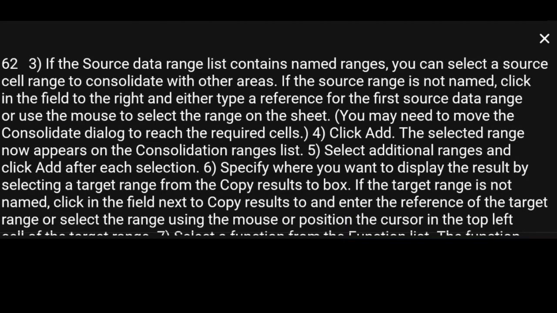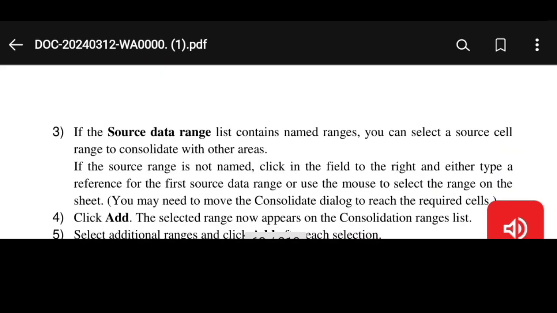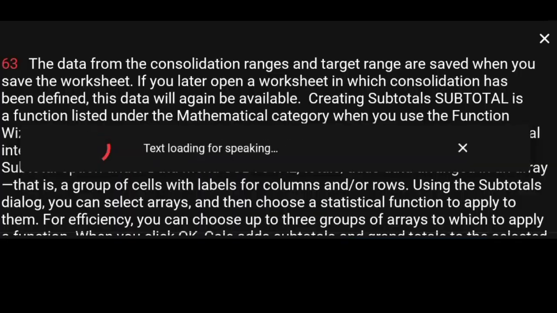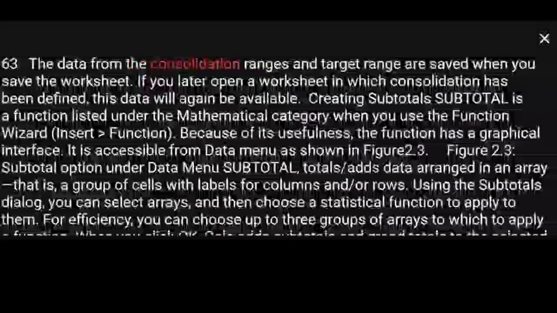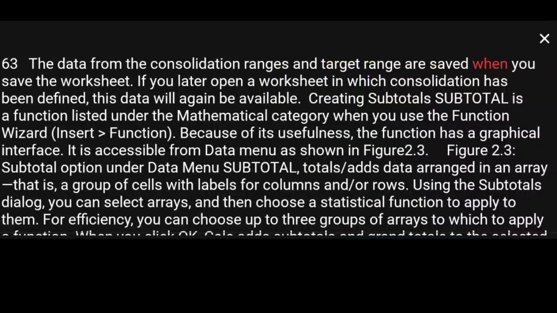10. If you are continually working with the same range, then you probably want to use Data > Define Range to give it a name. The Define Range option is available under the Data menu. The data from the consolidation ranges and target range are saved when you save the worksheet. If you later open a worksheet in which consolidation has been defined, this data will again be available.